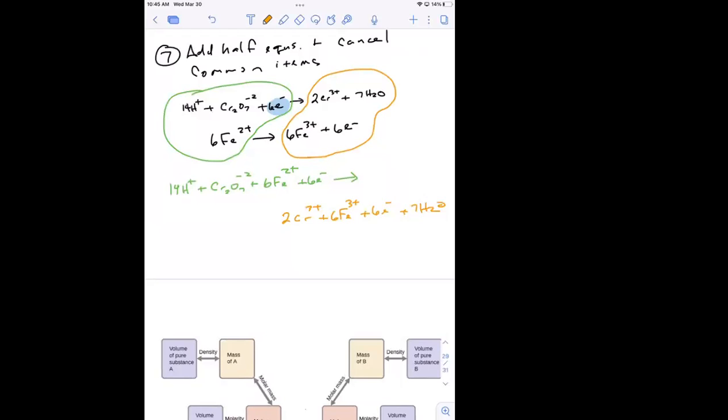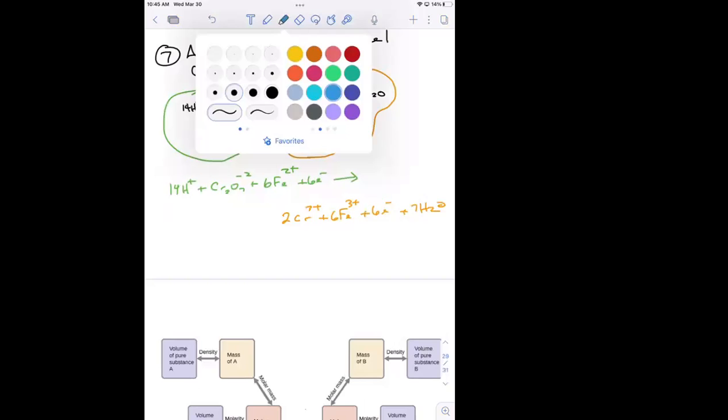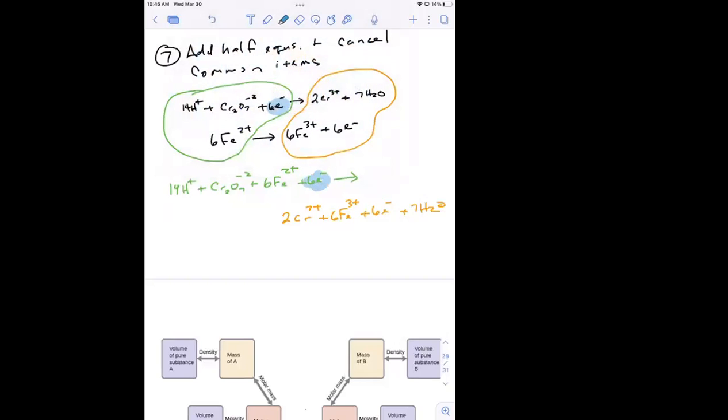So what species is common to both sides? Is there anything that both sides have in common? That's what we want to get rid of. And then once we get rid of that, what we have left is going to be our final redox equation. What can I get rid of? The 6 electrons. That's the same on both sides. So let's do that. Let's take it here and here. We can get rid of that.